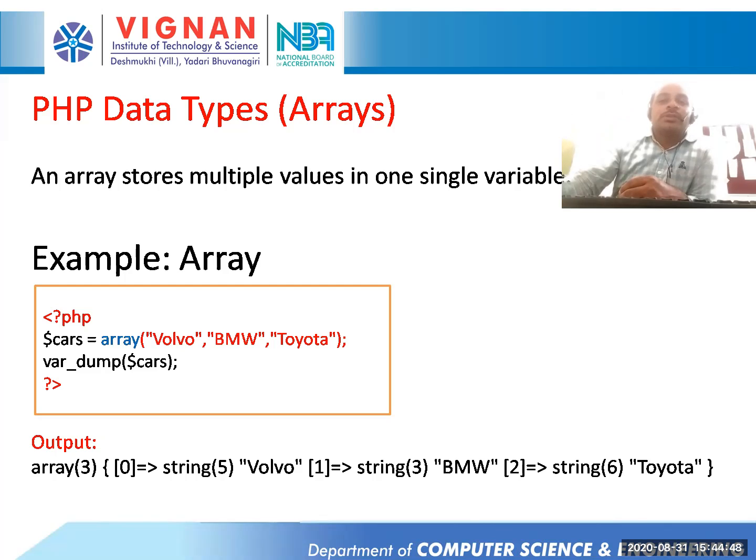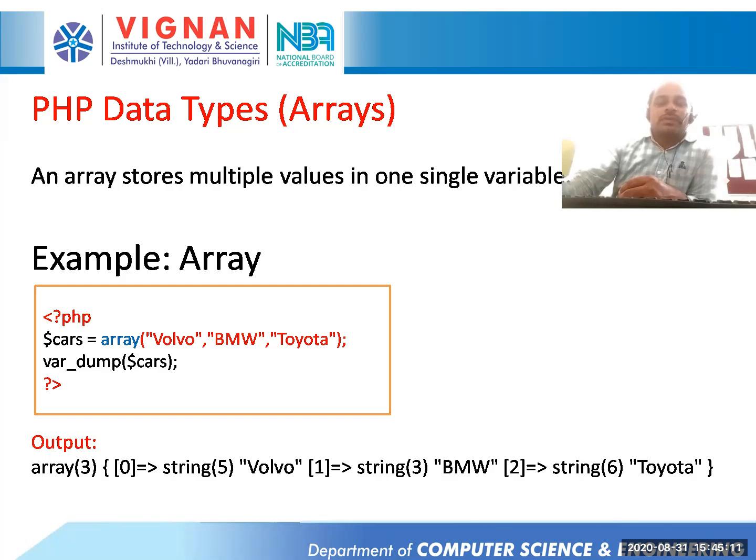Size means how many elements it is having? Three elements it is having: Volvo, BMW, Toyota here. And 0 is what? Index of the first element. And string of 5 means the first element's size. And it is what type of element? String element. So that is the string, its size is 5 here, and Volvo is its value.